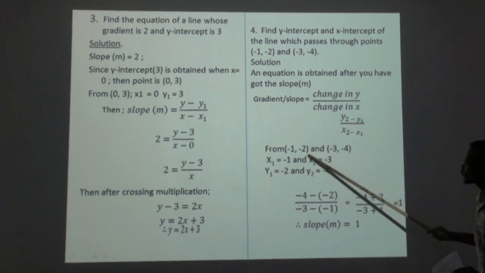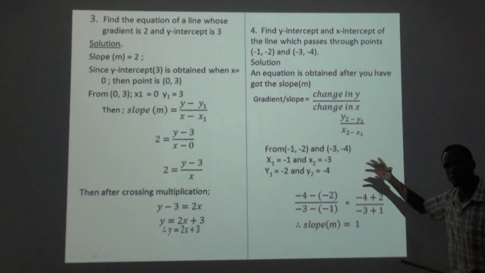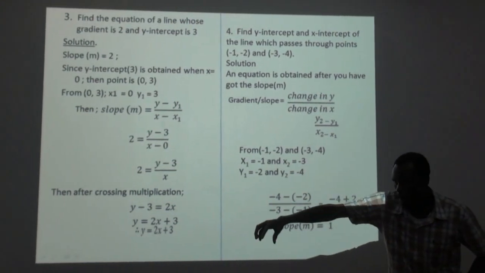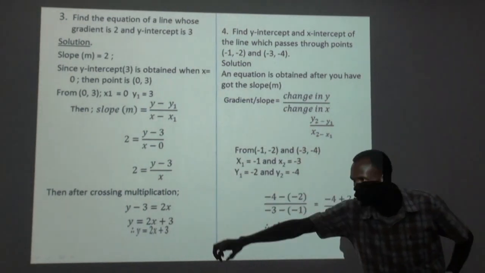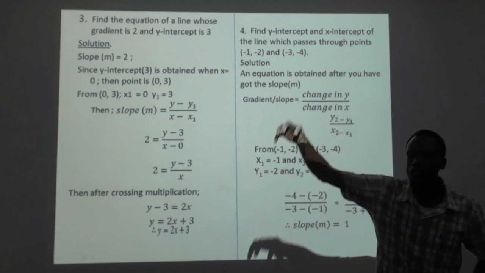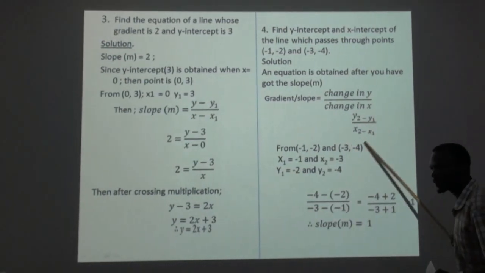It is from here, at this point, we substitute them here. Kutoka hapo sasa, ndipo ambapo tunafanyaje? Tuna substitute. Maana yake tunaweka thamani ya y1, tunaweka thamani ya y2, tunaweka thamani ya x1, tunaweka thamani ya x2 from the formula. Now we substitute everything into the formula.